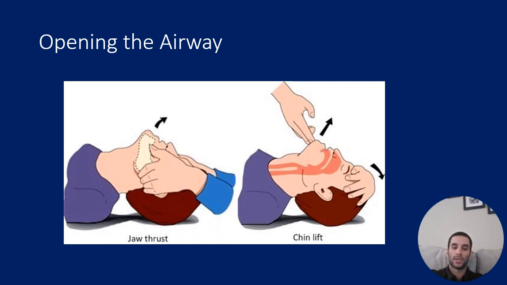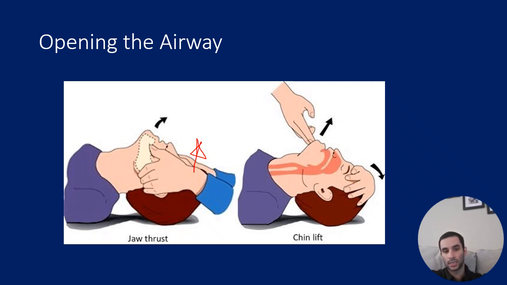Now, how do we open the airway? So, when I was going through this, I was taught 2 methods, right? Jaw thrust for when you need C-spine and head tilt chin lift by default is sort of what I always did. What I've learned as a physician and through further practice and experience, I would recommend going with the jaw thrust every time and getting good at it.